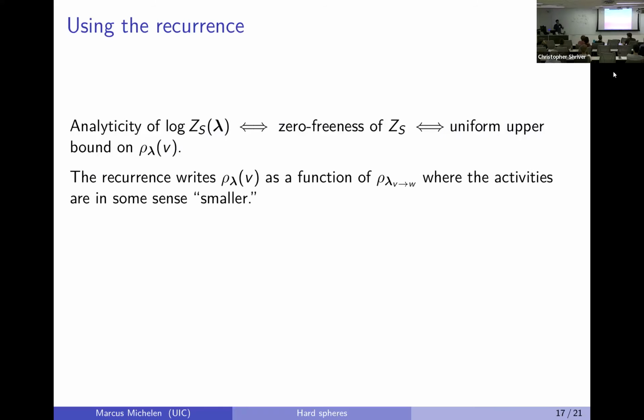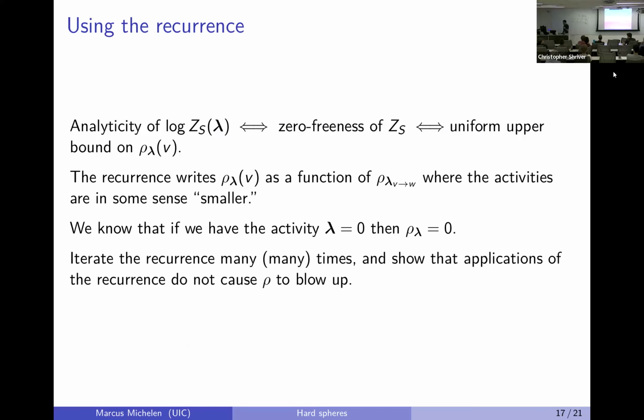So the recurrence is going to write a density in terms of densities for smaller activities. And I know if I look at the zero activity, then my density is just zero. So I want to iterate the recurrence many times and show that applications of the recurrence don't cause rho to blow up. So the way we actually handle this is very similar to what Harris was talking about. We have to do a potential function argument.